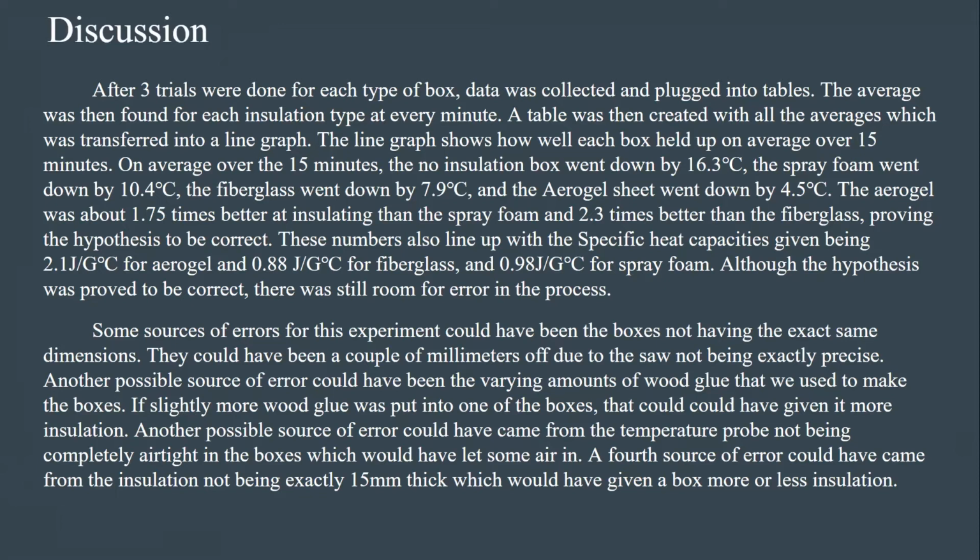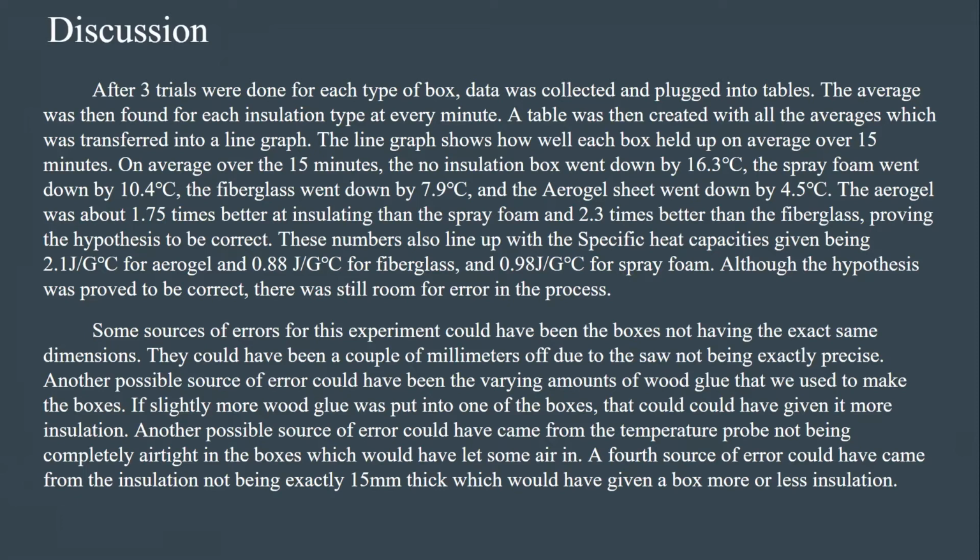These numbers also line up with the specific heat capacities given, being 2.1 joules per gram degree Celsius for aerogel, 0.88 joules per gram degree Celsius for fiberglass, and 0.98 joules per gram degree Celsius for spray foam. Although the hypothesis was proved to be correct, there is still room for error in the process.